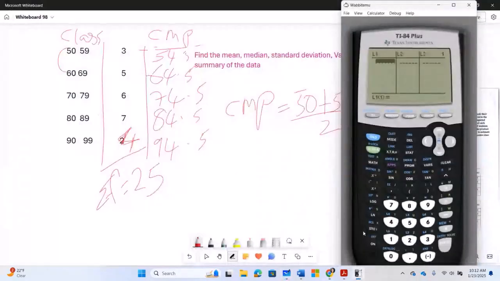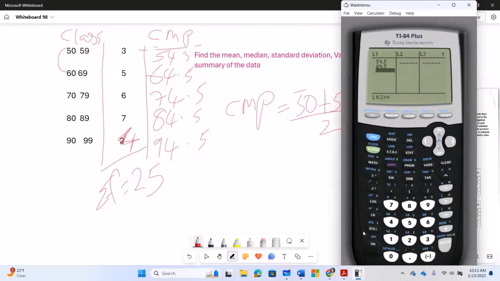Remember, the reason why we are putting the class midpoint first is because the data is grouped for us. We don't know the original data, and so we have to use what we are given. So now the class midpoint has to be in L1, or has to be the first list. Okay, so 54.5 is the first class midpoint. 64.5 is the second class midpoint.